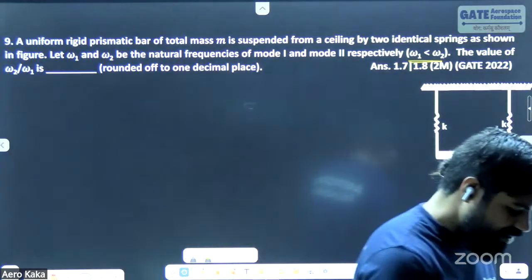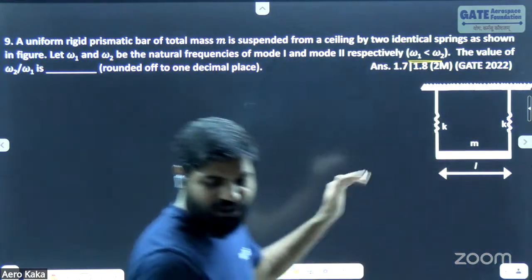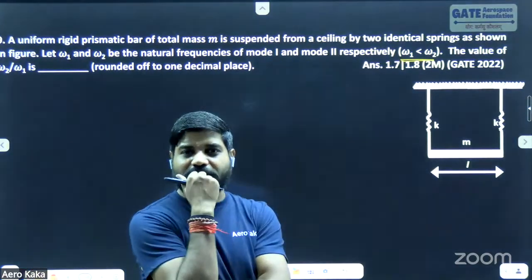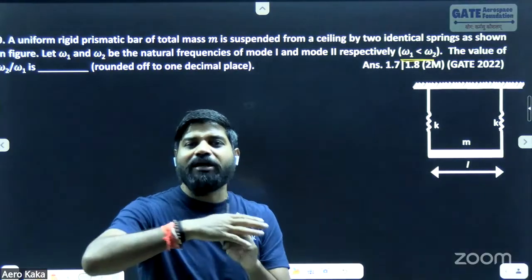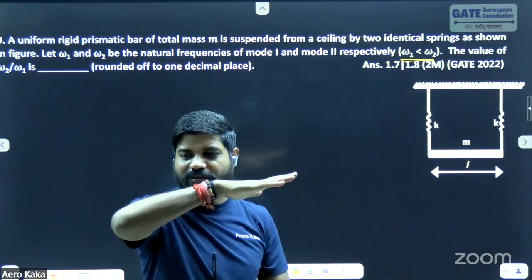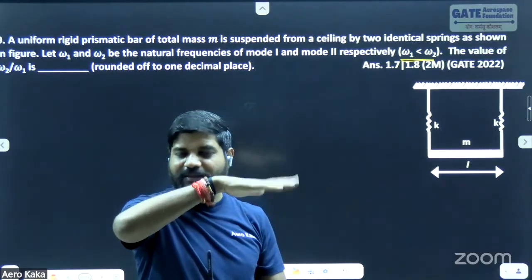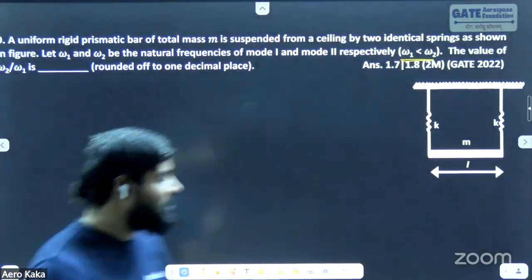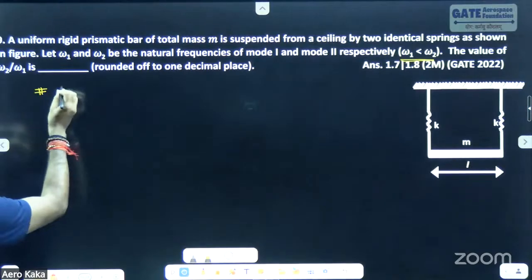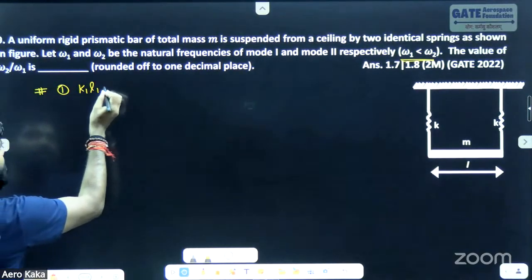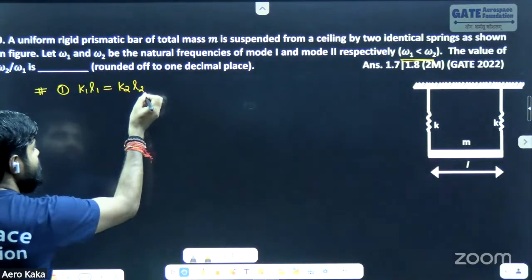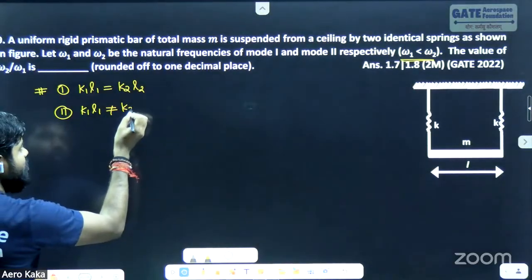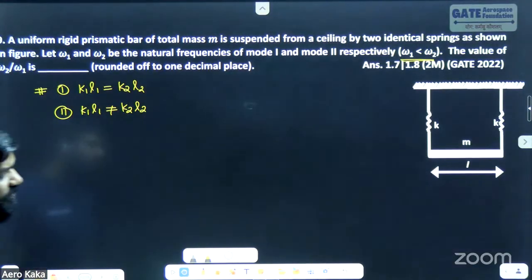I think we are having one equation, right? Which kind of mode is this? We have already discussed in the class. Which kind of mode is this? It's a rigid, combined rectilinear and angular mode. So in this case, we are having two conditions. First condition, K1 L1 is equal to K2 L2. Second one is K1 L1 is not equal to K2 L2. Are you getting it?